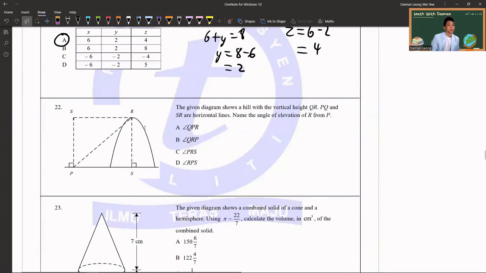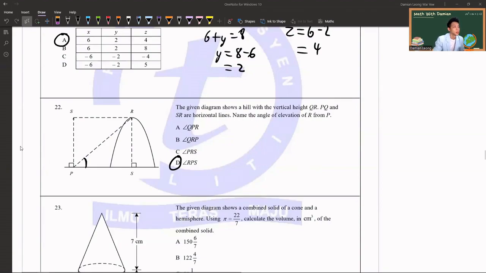Question 22. Given diagram shows a hill with vertical height QR, PQ, and SR are horizontal lines. I want to name the angle of elevation of R from P. In angle of elevation, angle of depression, we must compare with the horizontal lines. Okay, only compare horizontal lines. Elevation is how much it goes up. So from below going up, connecting P and R. So it must be this angle, angle RPS. Answer D.